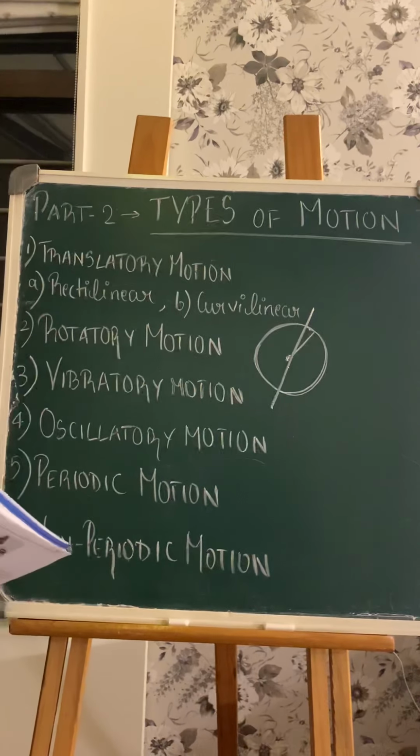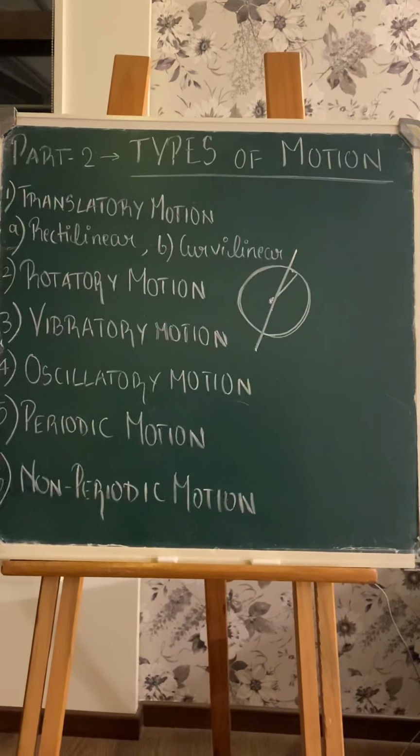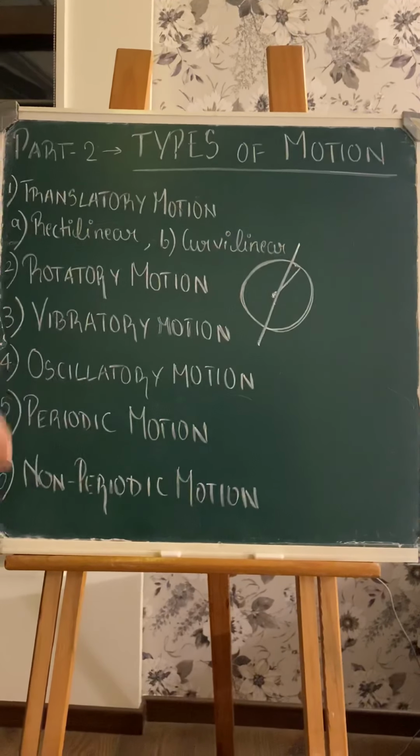The next type of motion is vibratory motion. Vibratory motion is when the body moves to and fro a fixed point. Take for example the strings of a guitar. When you pluck a string of the guitar, it vibrates. Vibratory motion is basically when the body vibrates, that's it. And in vibratory motion, the body as a whole moves to and fro.